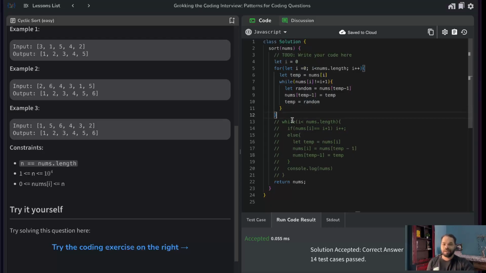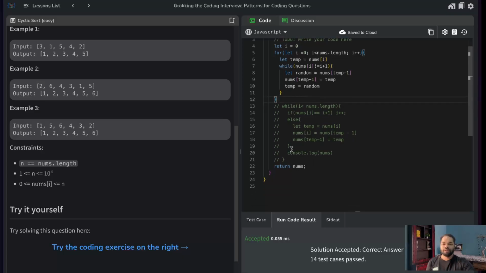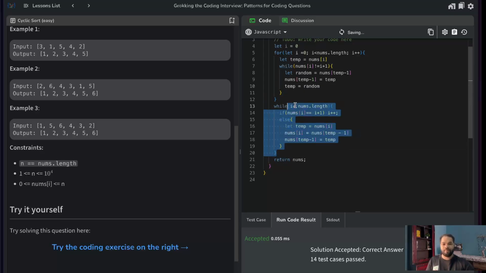Yeah, but there is another way to do the same thing, a little bit less distracting, if you say, this one.